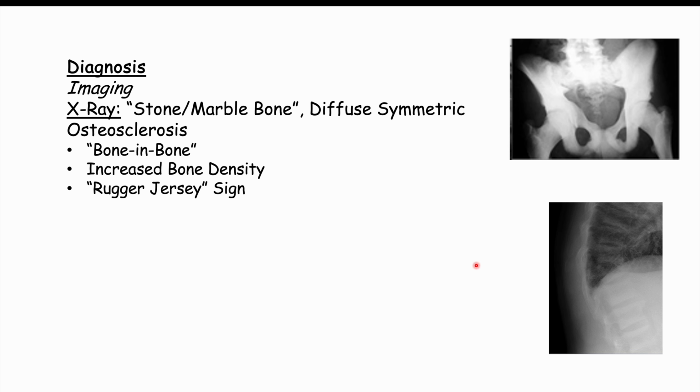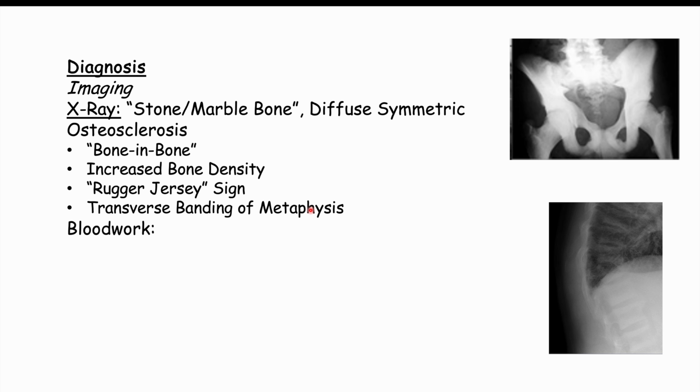And Rugger-Jersey sign is something that we can see on the spine of patients. It's going to be due to prominent sub-end plate densities of vertebrae. So it leaves this alternating density and lucent pattern. And it can look like a rugger jersey. So this is something that we can see with adult type 2 osteopetrosis and not something that we can see with adult type 1. And then we can also have transverse banding of the metaphysis, again, something we can see with type 2, but not type 1 as well.